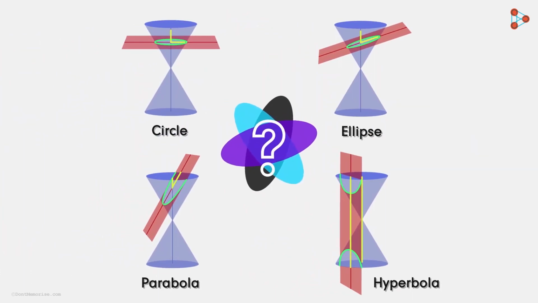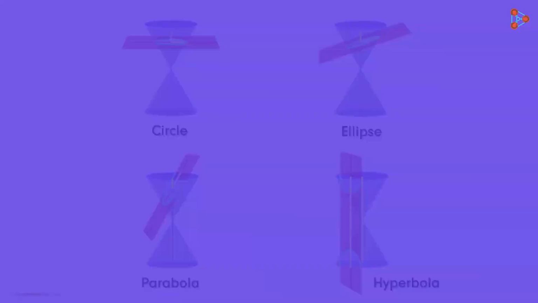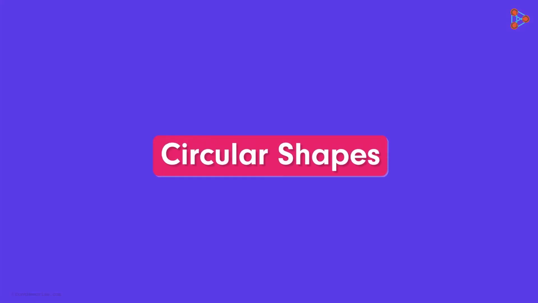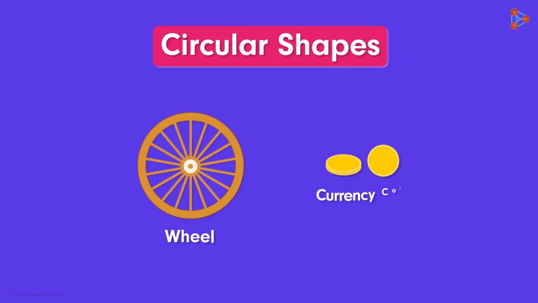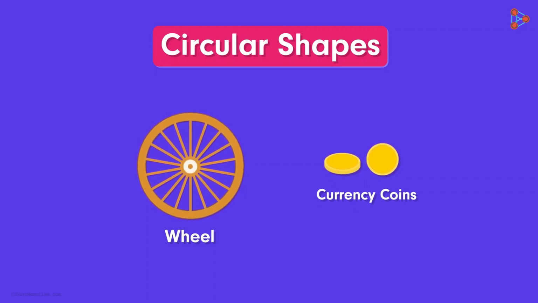But why are we studying these shapes or curves? Because we see these shapes in our daily life constantly in some form or the other. Let's have a look at each curve individually. Most of us know about circular shapes. From wheels to currency coins, we can see many objects having the shape of a circle.